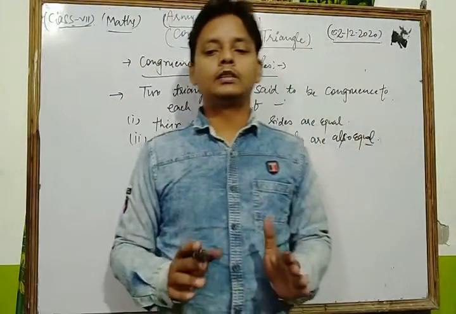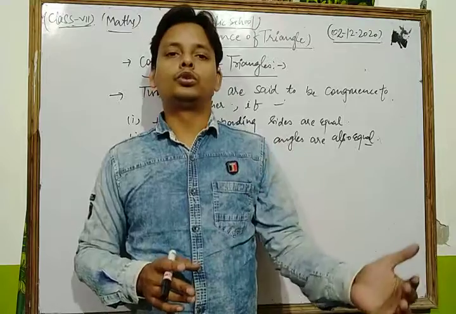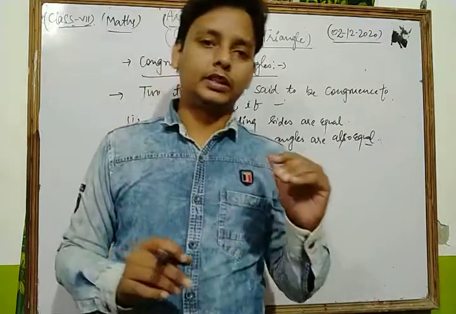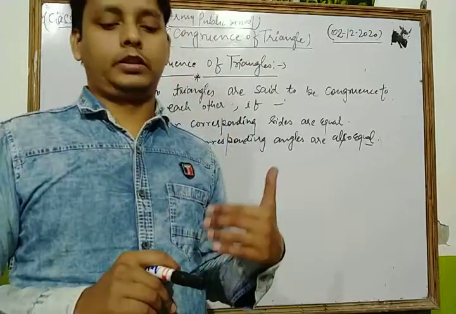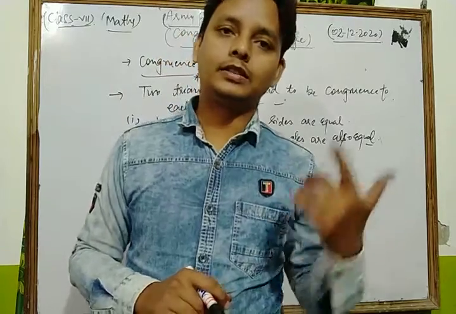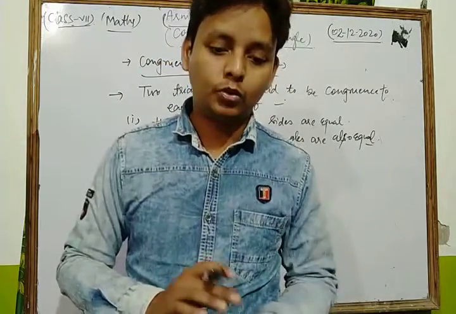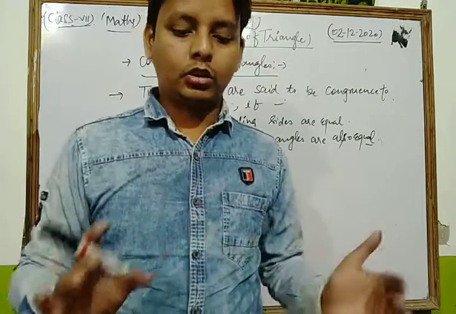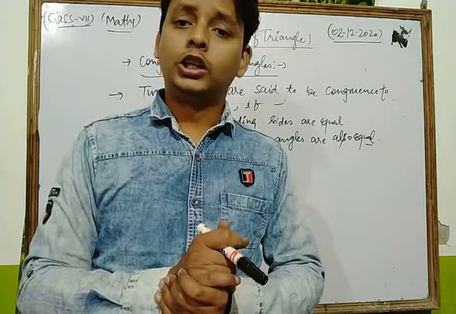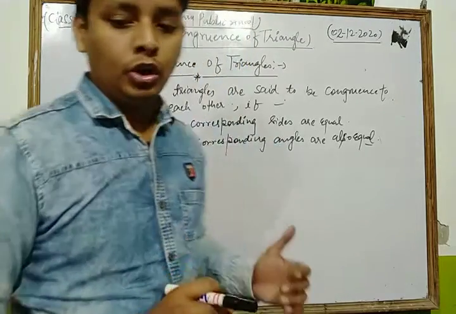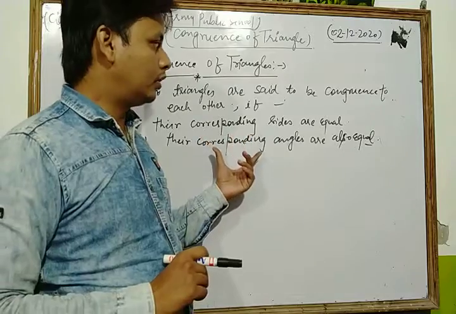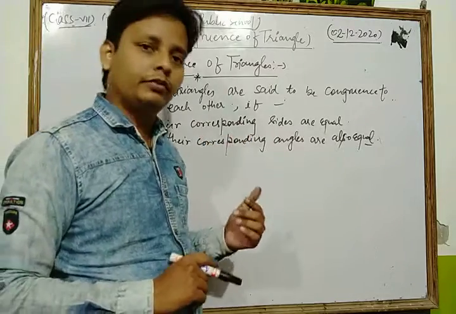So two triangles are said to be congruent to each other if their corresponding sides are equal as well as their corresponding angles are equal. Okay, so this is the concept of congruence of triangles. Now we discuss the congruency of triangles with the help of figures.